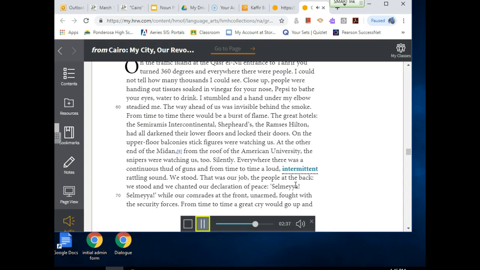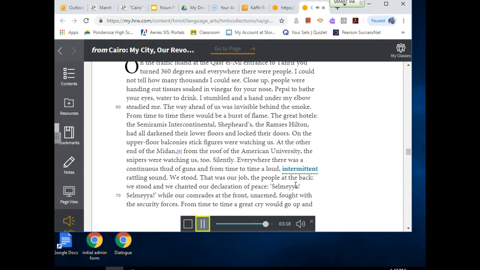The way ahead of us was invisible behind the smoke. From time to time, there would be a burst of flame. The great hotels, the Semiramis Intercontinental, Shepherd's, the Ramses Hilton, had all darkened their lower floors and locked their doors. On the upper floor balconies, stick figures were watching us. At the other end of Midan, from the roof of the American University, the snipers were watching us too. Silently. Everywhere, there was a continuous thud of guns, and from time to time a loud, intermittent rattling sound.